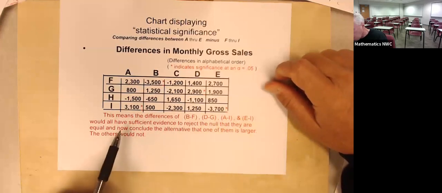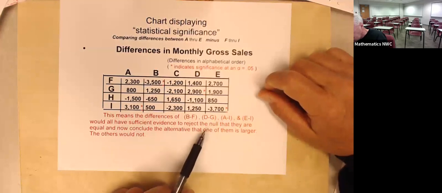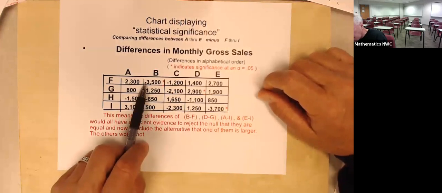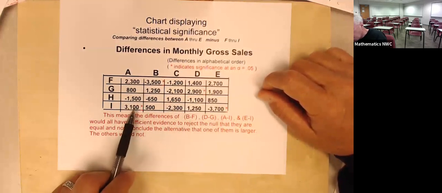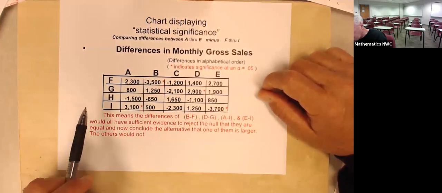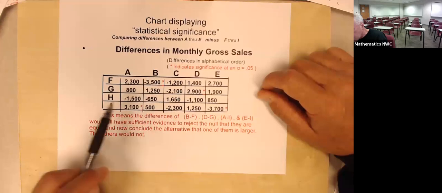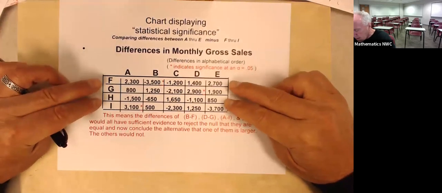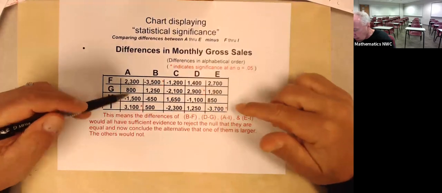All four of those differences would have had sufficient evidence to reject the null, that they're equal, and they would now conclude the alternative that one of them is larger. This one was negative, so I would conclude F is larger. This one is positive, so I conclude D is larger. This one is positive, so I conclude A is larger. This one is negative, so I conclude I is larger. The others would have had insufficient evidence, and we would have had to continue to assume there's no difference. Again, I hope you appreciate the amount of statistical work that's been done just in that chart with those asterisks or lack of asterisks.